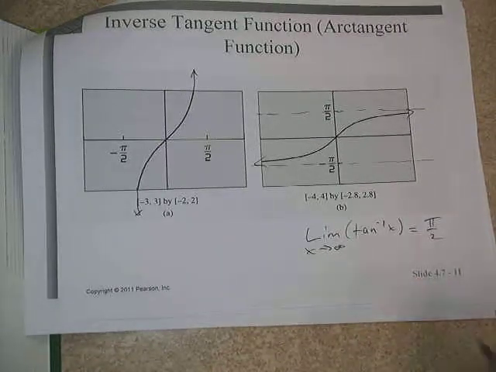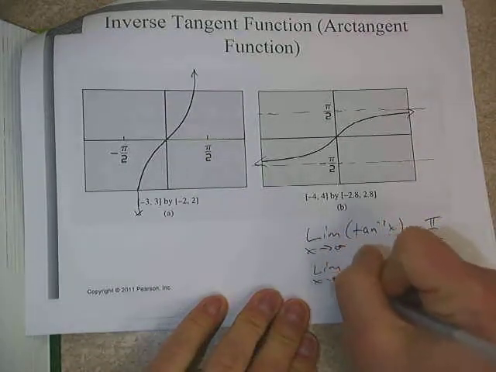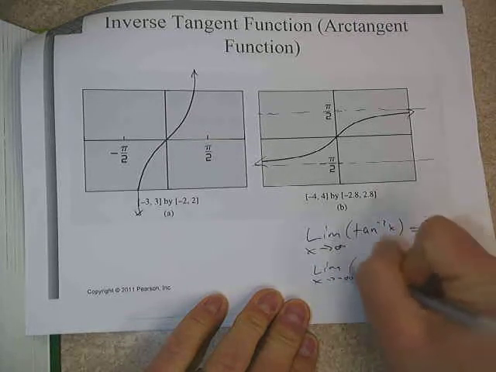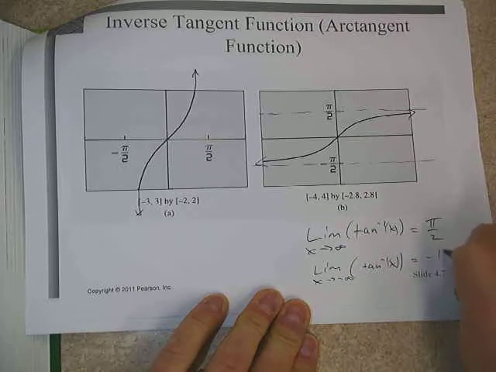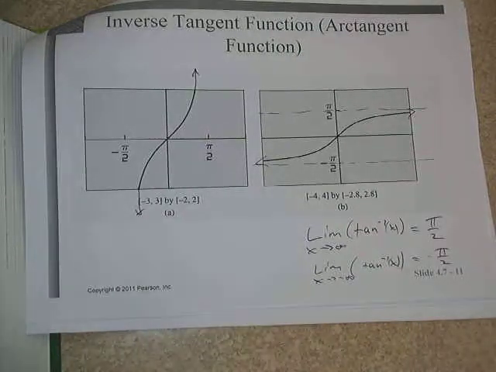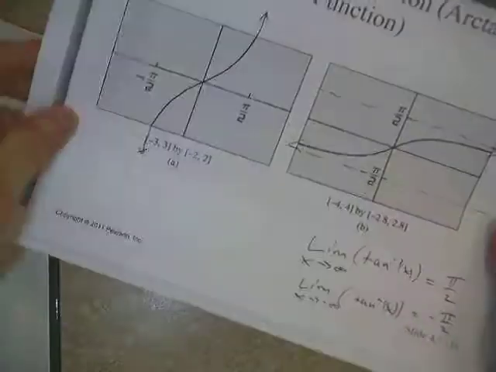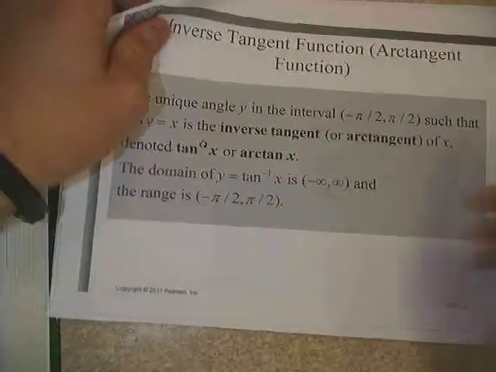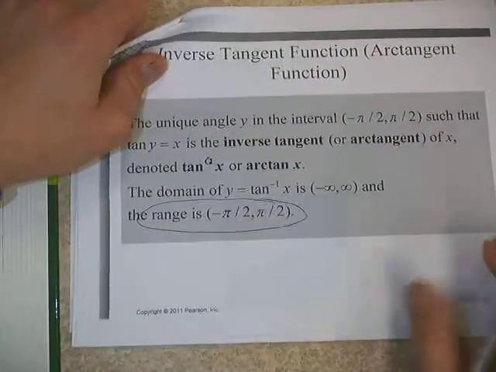What would be the limit as tangent inverse approaches infinity? Okay. The end behavior would be it gets closer and closer to pi over 2. And when we go towards negative infinity, the tangent inverse gets closer to negative pi over 2. Okay. Again, indicating those horizontal asymptotes that we see in that graph.